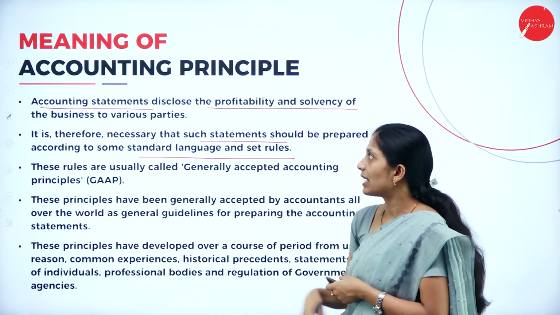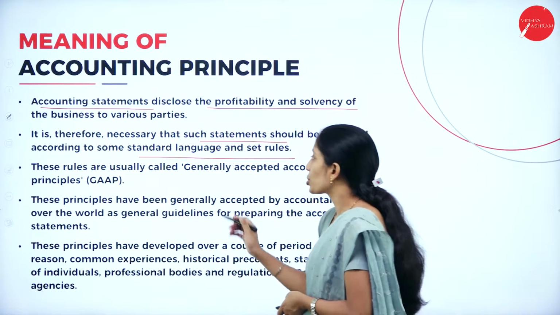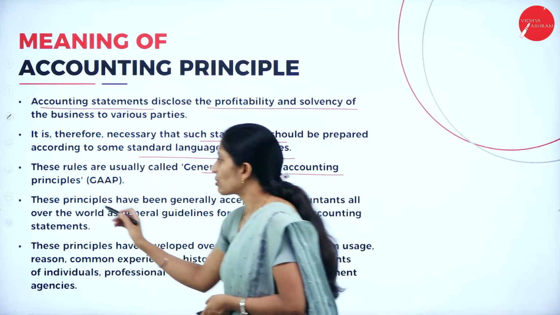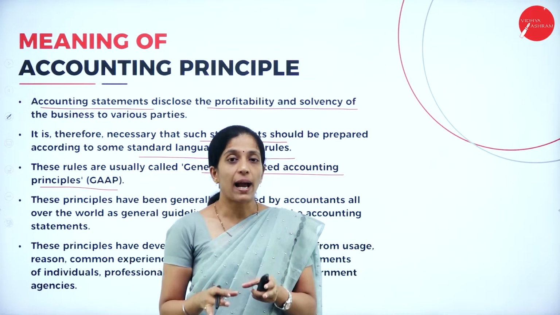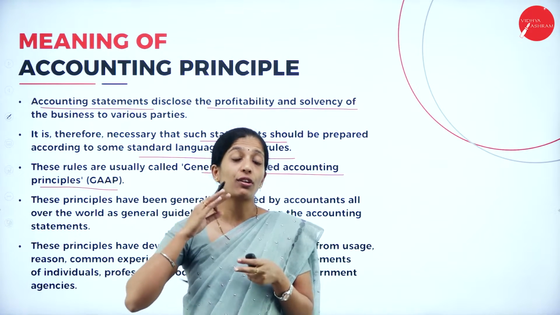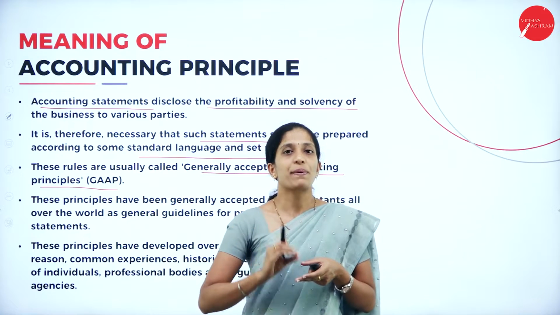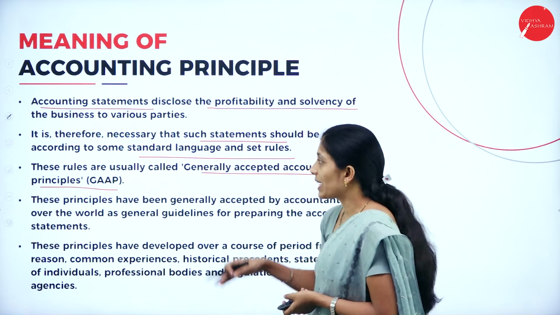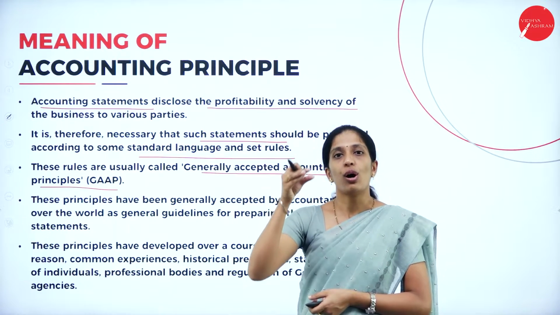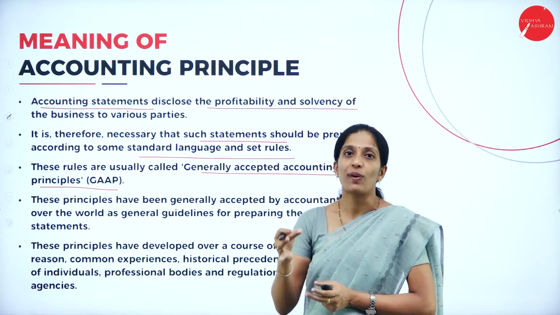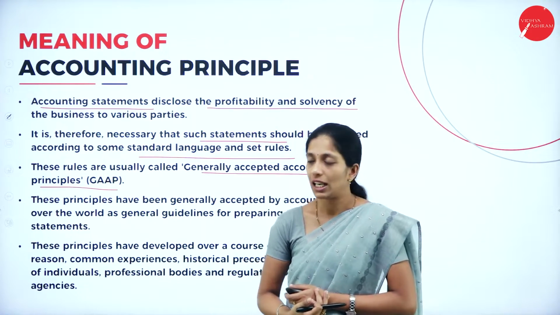So, for that reason, this accounting principle has been introduced. These rules are usually called generally accepted accounting principles, which we call GAAP. Now, what is this GAAP? In order to bring uniformity and maintain that standard in the accounting information, certain accounting principles have been introduced, given by generally accepted accounting principles, which contain all the principles that have to be followed while recording accounting transactions in order to get accurate accounting information.